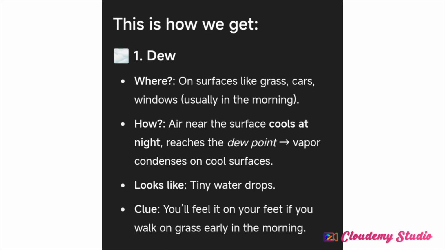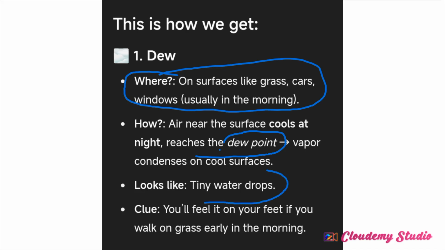The first one we have is dew. Take note of what dew is. I would have loved to share pictures, but I don't really have them here. Basically, on surfaces like grass, usually in the morning, all this morning dew and something like that. What happens is that the air near the surface cools at night and reaches the dew point. The dew point is the particular temperature the air has to reach to form tiny water droplets. So basically that's dew.